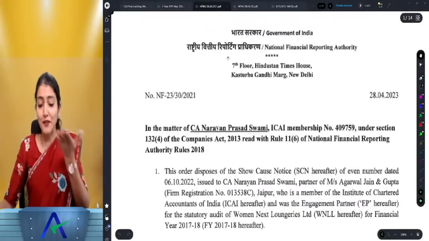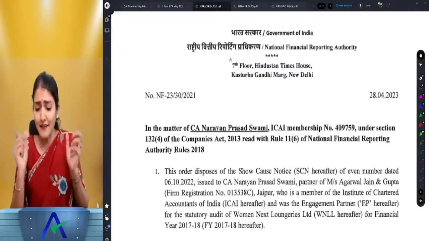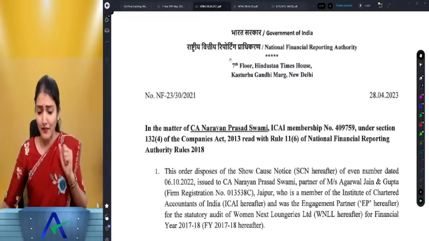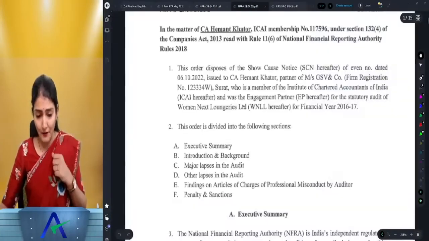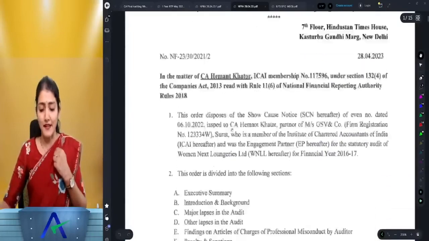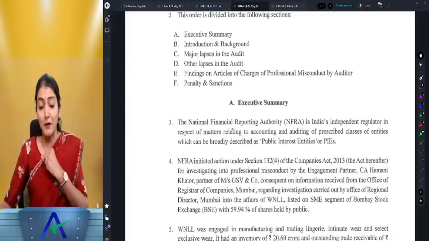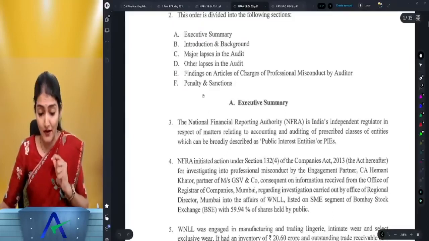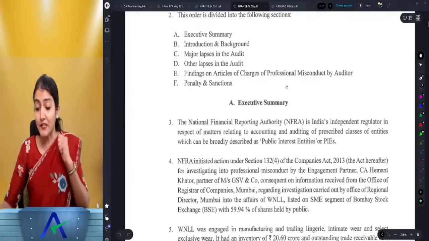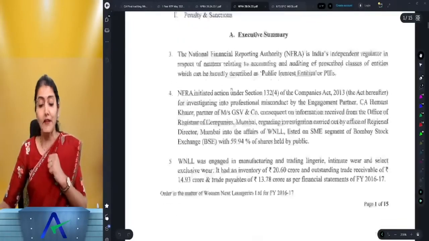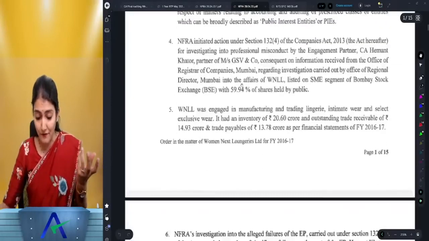That's the Rashtriya Vittiya Reporting Pradhikaran, the National Financial Reporting Authority, the NFRA, under Section 132(4). This is the order which has been passed against the chartered accountant. It says executive summary, introduction and background, the major lapses in the audit, other lapses in the audit, then the findings on articles of charges of professional misconduct by auditor, and the penalty and the sanctions. So it says the executive summary of the findings.